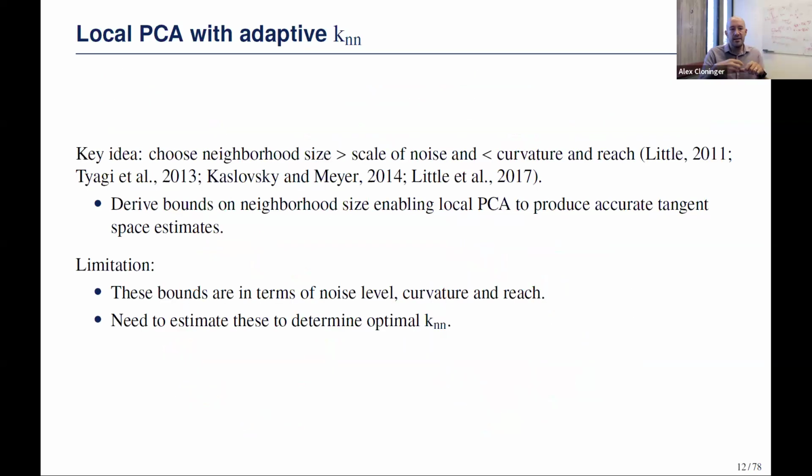Yeah, so this is the idea. There's some choosing of a neighborhood greater than the scale of the noise, less than the curvature. There are bounds on this. There's some really good work done by Anna Little, by Maggioni, by a bunch of people in this space, right? And again, that's the problem, is that these bounds are in terms of noise level, curvature, and reach, and there's really nothing you can do about it if you're doing local PCA. So I want to talk about something else.